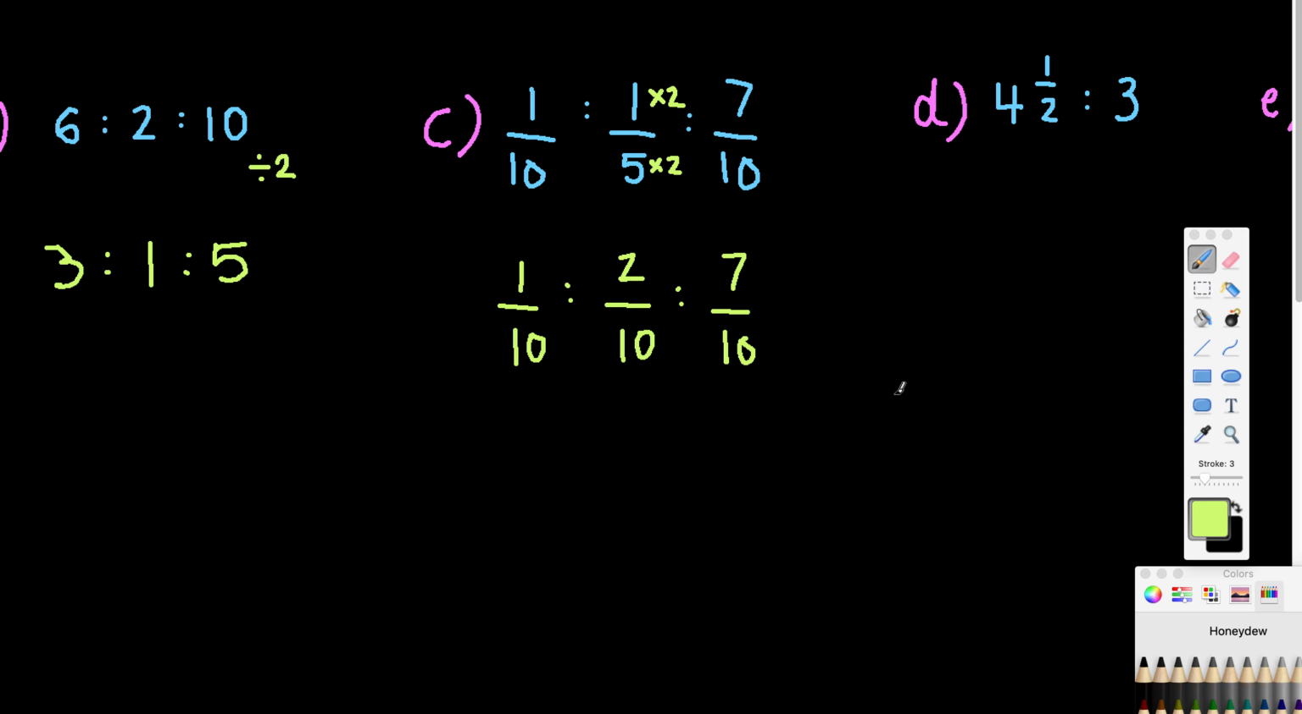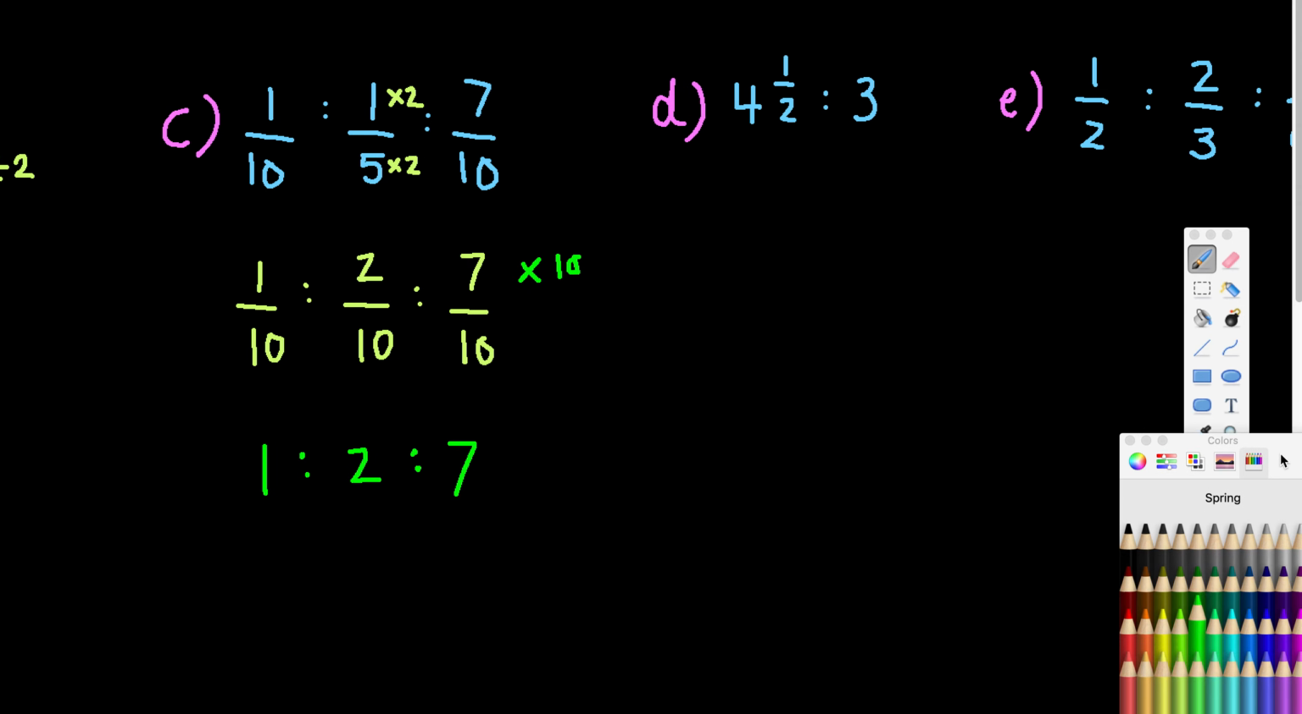Of course, that means now I've got all these 10s here, so I'll times the whole lot by 10, each of them, and that will cancel them out. So I'm looking at 1 to 2 to 7. In other words, a tenth is the size of the part, so 1 tenth to 2 tenths to 7 tenths will simplify to 1 to 2 to 7.